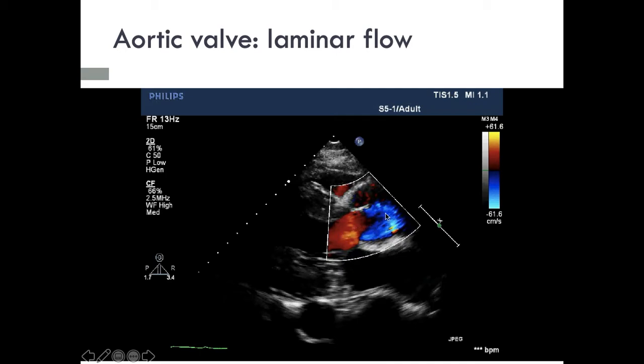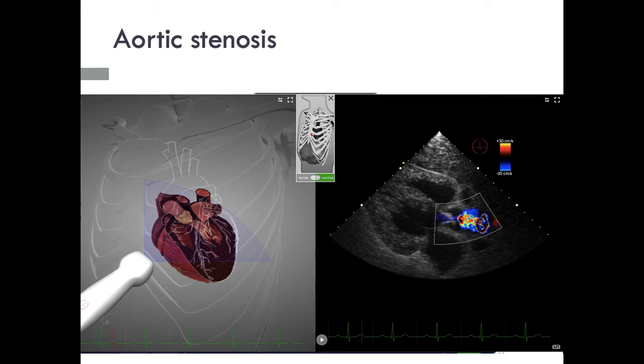It changes from blue to red because there's a very subtle change in direction here. But you can see within the blue section and within the red section that the colour is fairly uniform, and that represents laminar flow. In a stenotic valve, however, the flow through this very narrow orifice is turbulent, and what we see is a great mosaic of colour that flares out into the ascending aorta as the valve opens to a very small extent and blood accelerates past it.